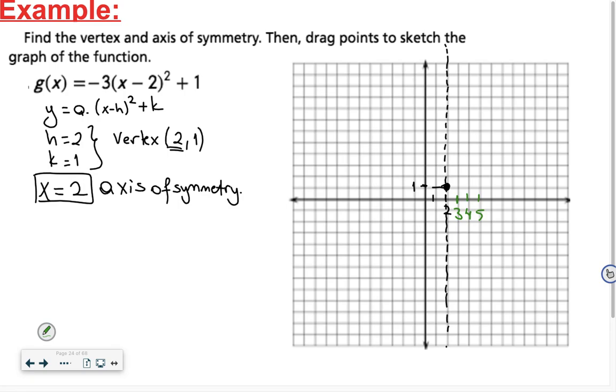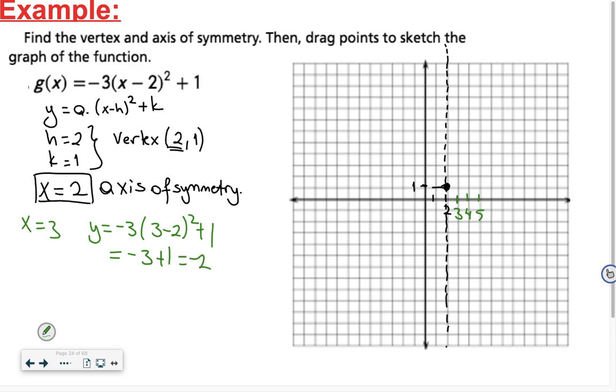If I try x is equal to 3, you will find that y is equal to negative 3 times (3 minus 2) squared plus 1. 3 minus 2 is 1, 1 squared is 1, multiplied by negative 3 is negative 3, plus 1 is equal to negative 2.